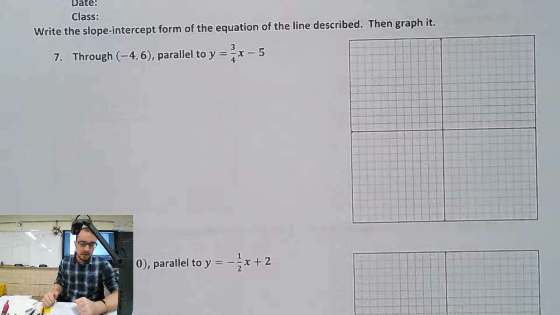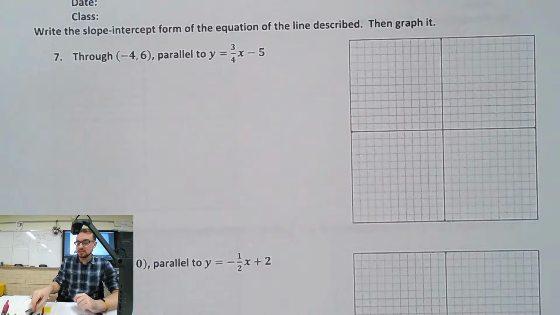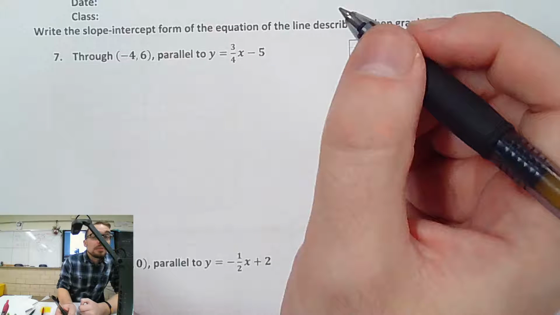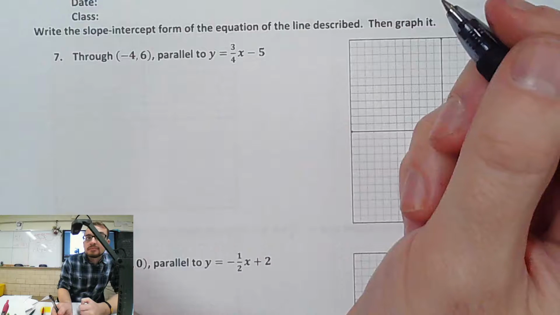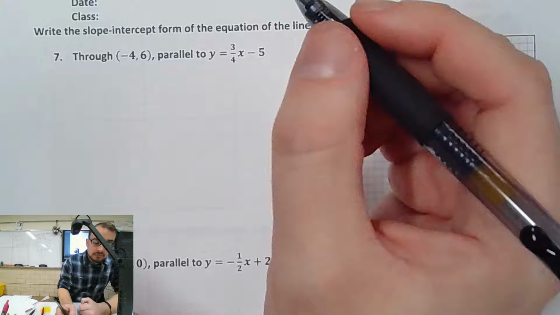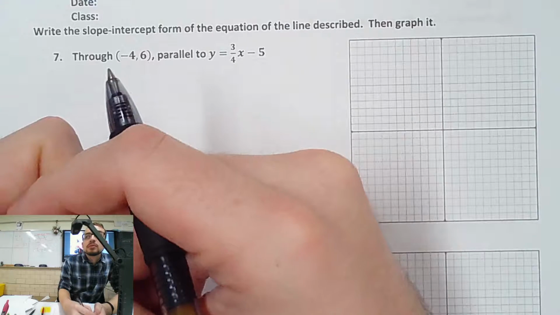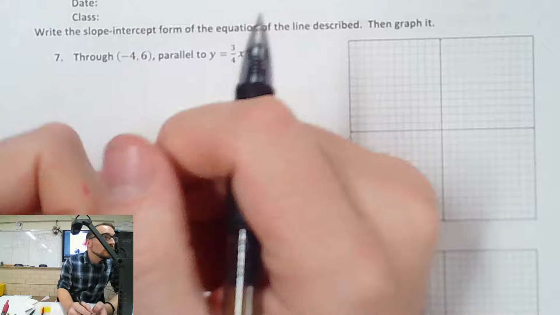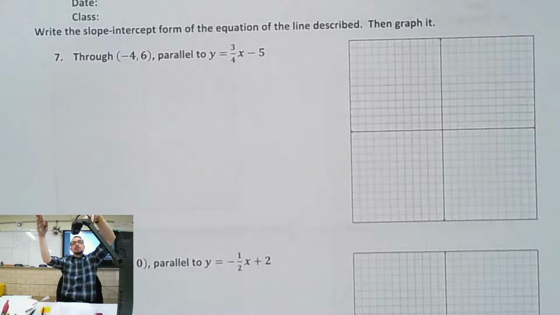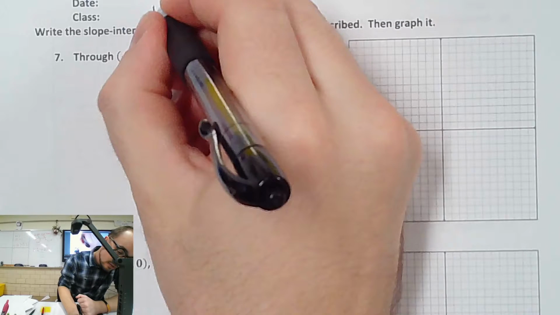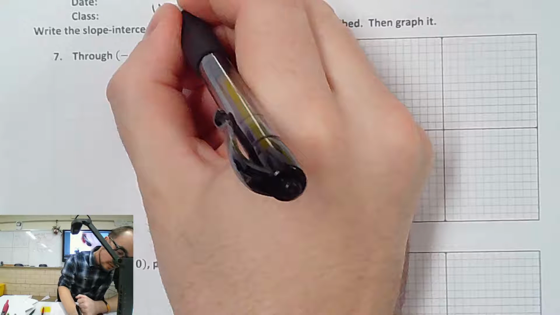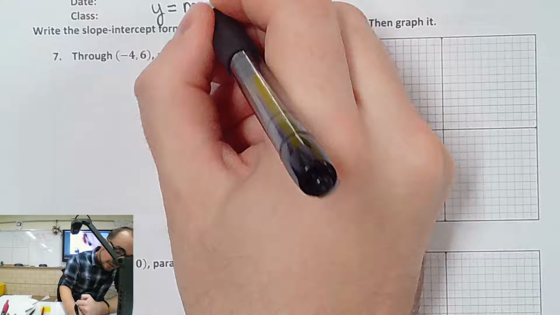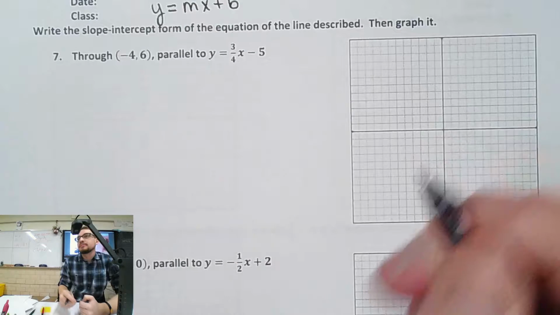All right, it says write the slope-intercept form of the equation of the line described. First of all, slope-intercept form. What's that? It's the one with the slope and the intercept, right? Nope. That's slope formula. That's what slope is. M equals, right? Y equals... Slope x plus b. Mx plus b.